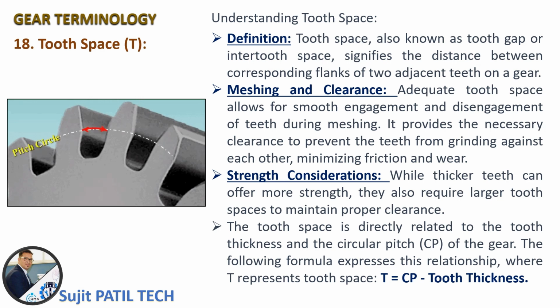Strength considerations. While thicker teeth can offer more strength, they also require larger tooth spaces to maintain proper clearance. The tooth space is directly related to the tooth thickness and the circular pitch (CP) of the gear. The following formula expresses this relationship, where T represents tooth space: T is equal to CP minus tooth thickness.